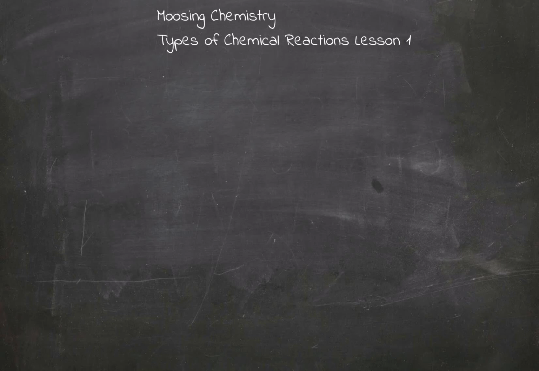Today we're going to talk about types of chemical reactions in this lesson. In the first type of chemical reaction, we're going to have something called a synthesis reaction. Now, a synthesis reaction is a very simple reaction, which includes the following kind of concept.